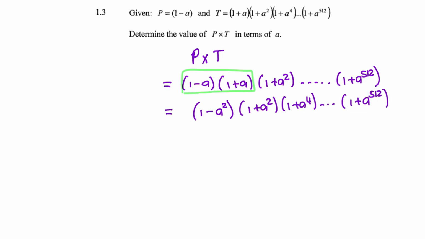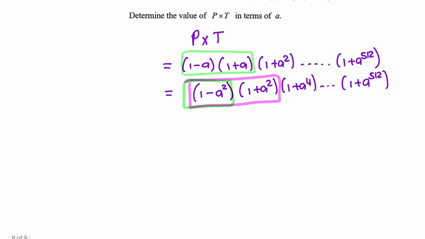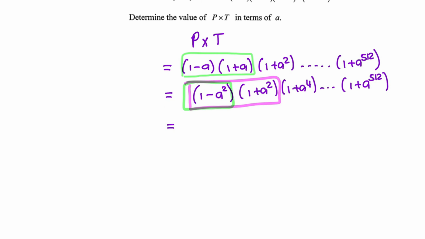And can you see that from our first result, we'll also create another difference of two squares. So let's do that quickly. We'll have 1 minus A to the power of 4 as the result of the first two brackets times 1 plus A to the power of 4, and that continues all the way to the last bracket.